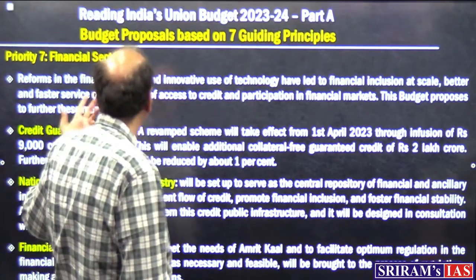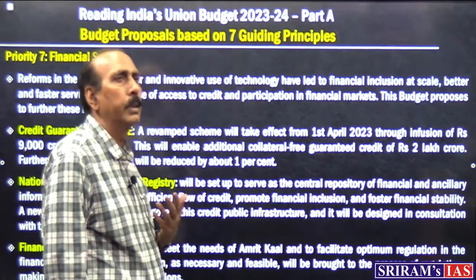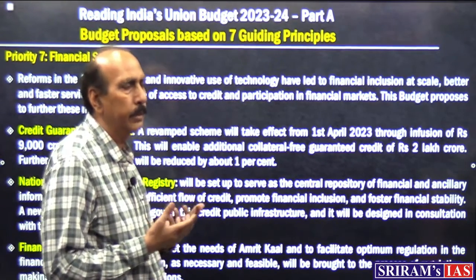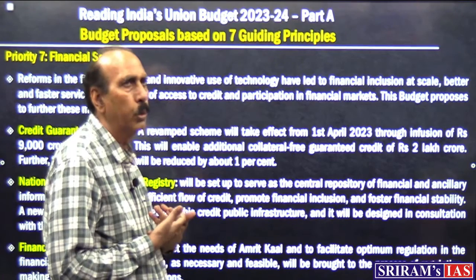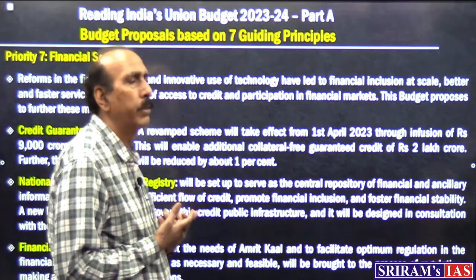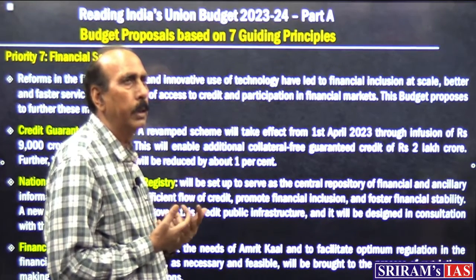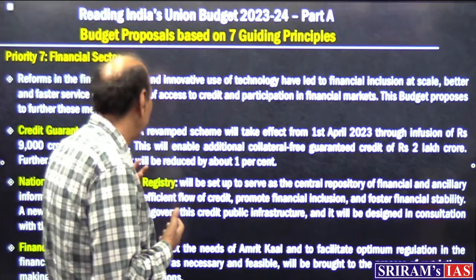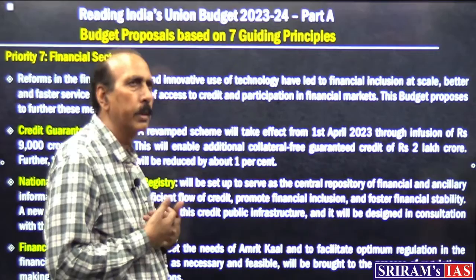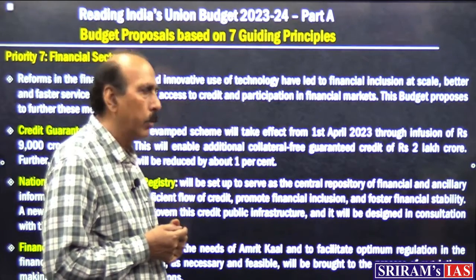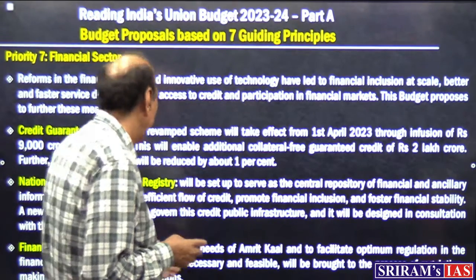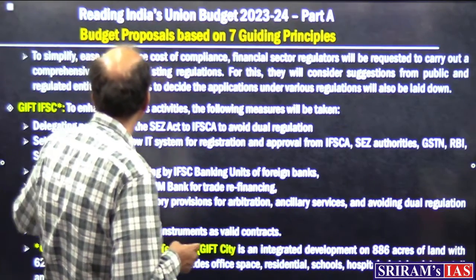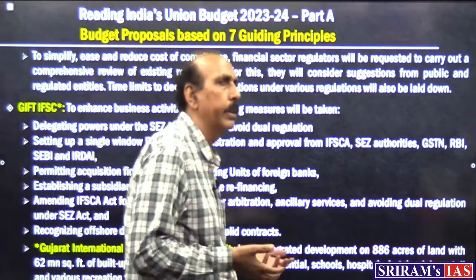And therefore, the seventh priority sector is the financial sector. It means the financial sector, as I said, has to be improved to meet all the requirements to be generated by the programs which the government is going to create. This is the sector where reforms have to be made constantly. And in this case, the example is given by GIFT IFSC, which is already created.